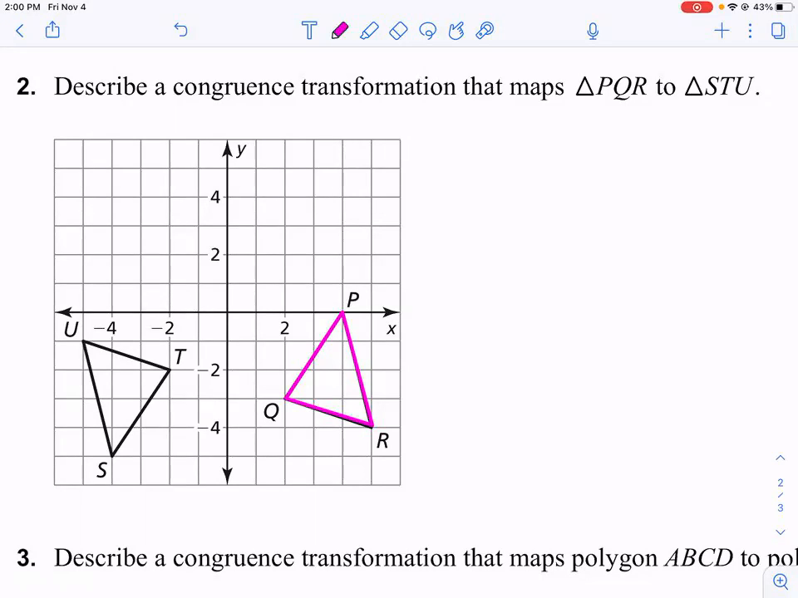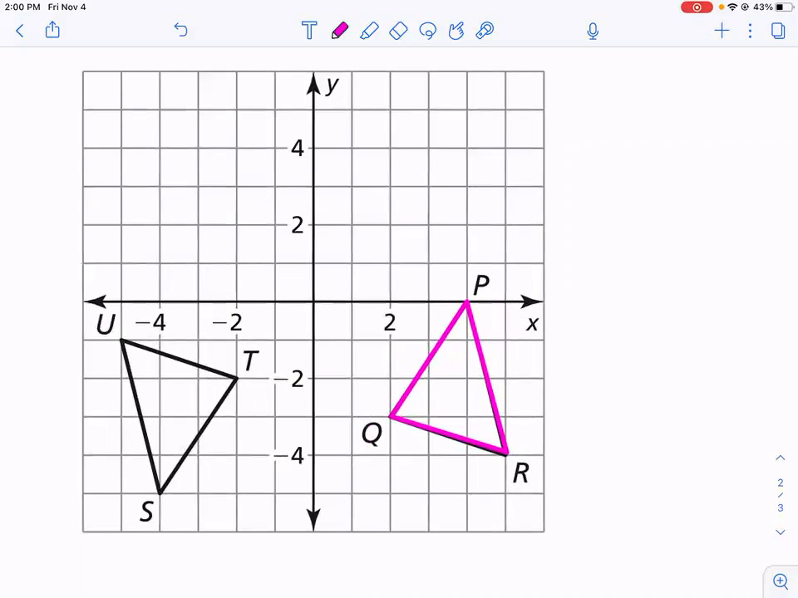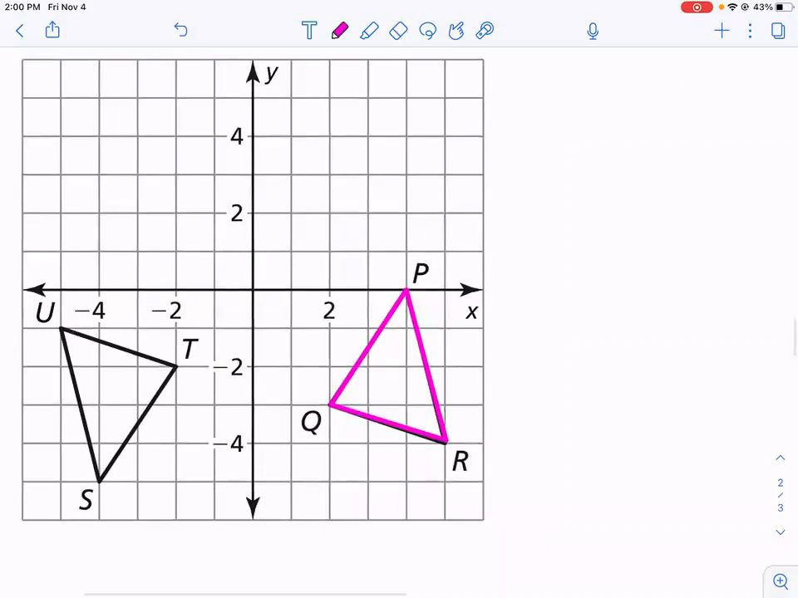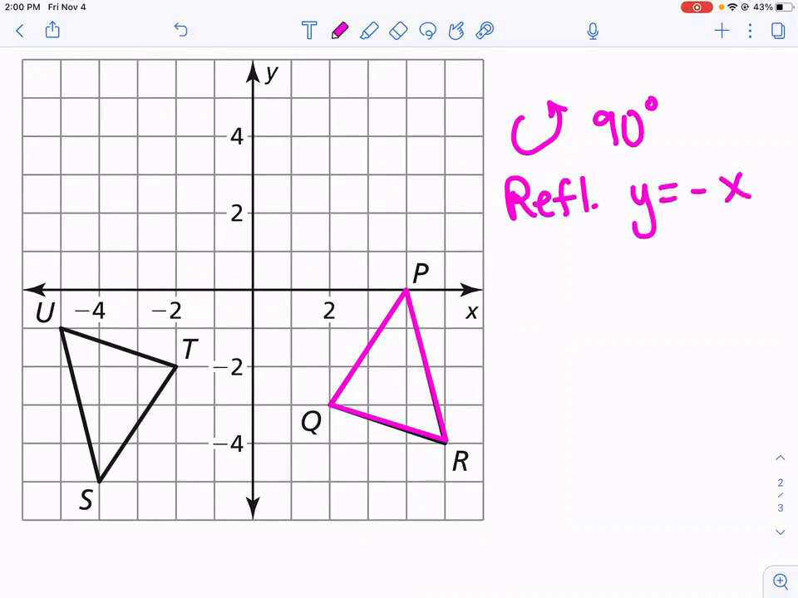Okay, let's see. Who thinks they have an idea of how to get there? Oh gosh, Carson first. Rotation, 90 degrees. No. You said I was wrong. Yeah, you said we weren't turning. And that's it? And then you have the line. And then it's y equals negative x. What is it? I disagree.